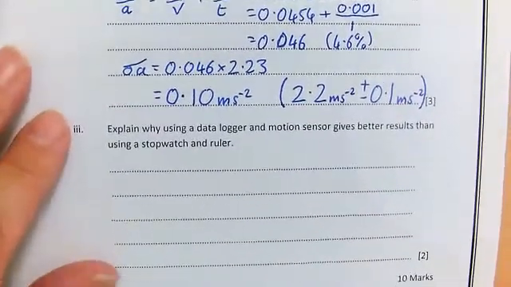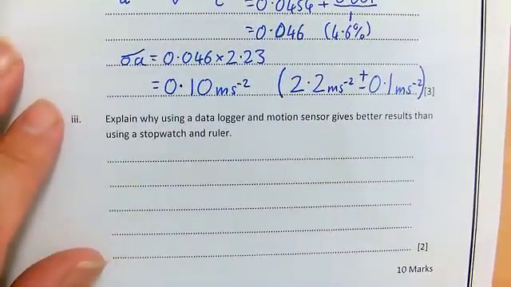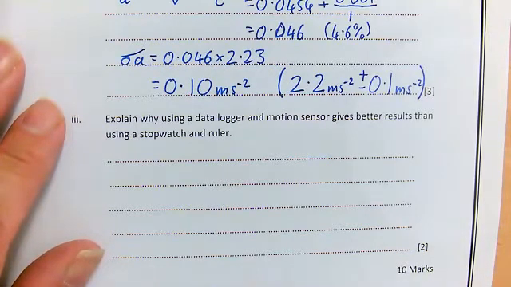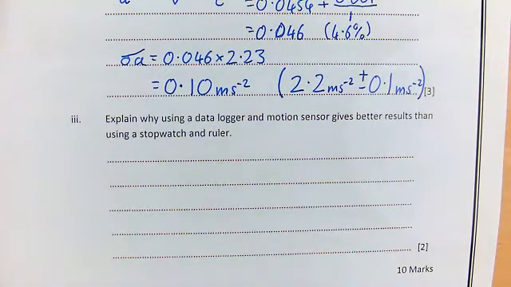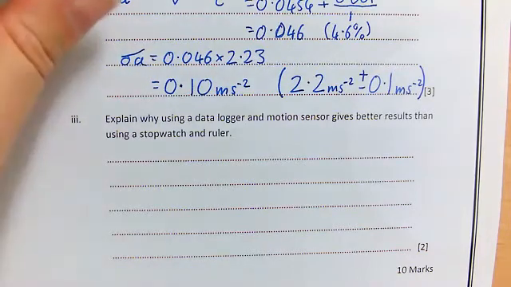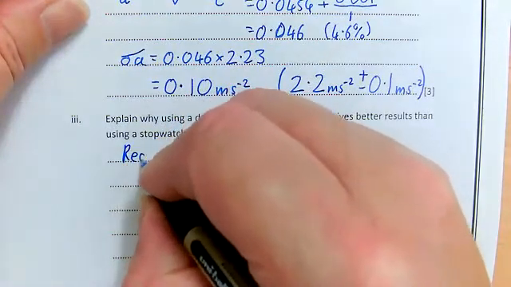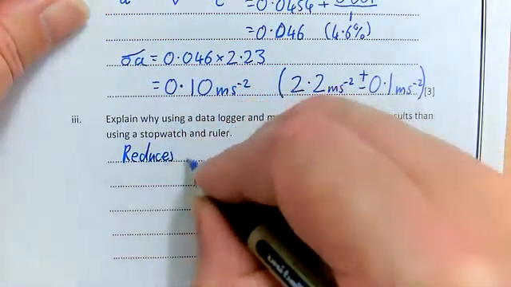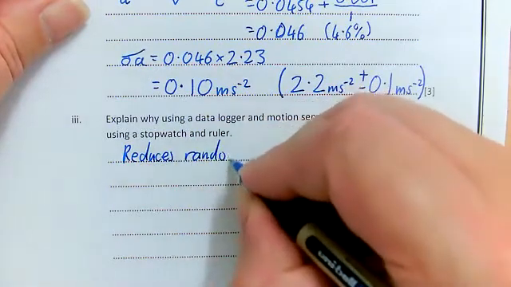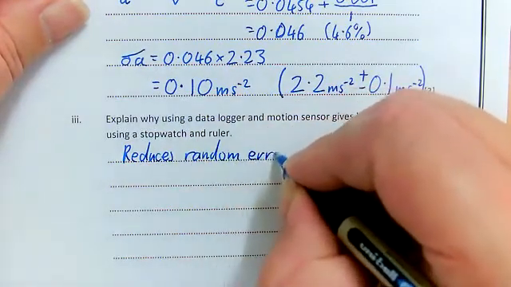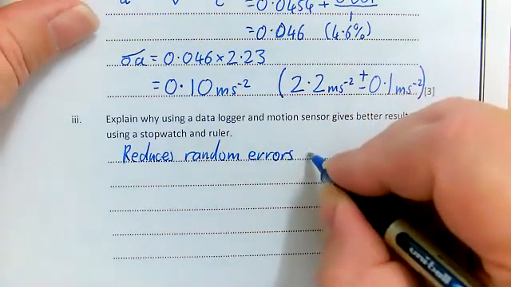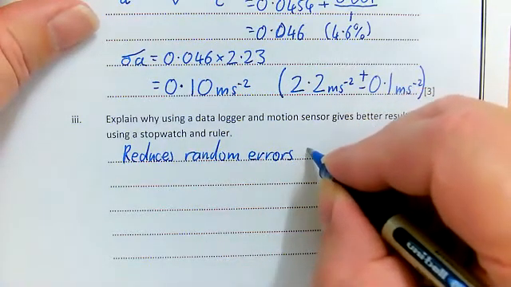Next part says explain why using a data logger and motion sensor gives better results than using a stopwatch and a ruler. It's 2 marks. Now, this was basically for the quality of the response. So what we're really after is, why is it better? Well, the simple answer is it reduces random errors. But what causes the random errors?